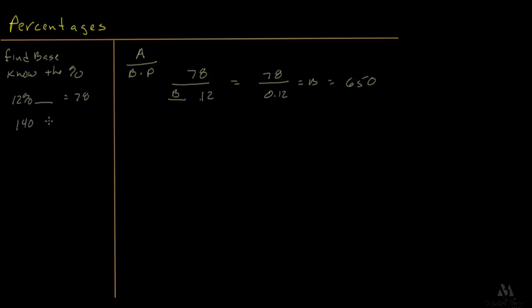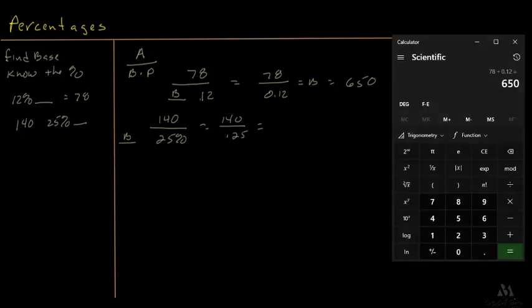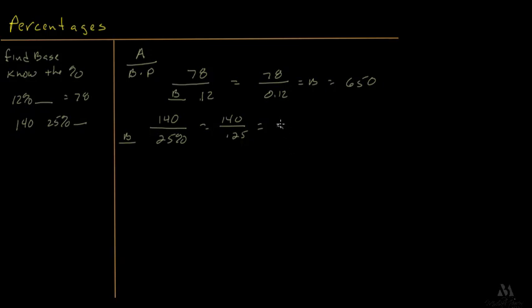140 is 25% of what number? So we know the 140 is going to be our amount, so we end up with 140 over 25% is going to equal our base, which is the part we don't know, which equals 140 over 0.25, which is going to equal 140 divided by 0.25. And the answer is 560.